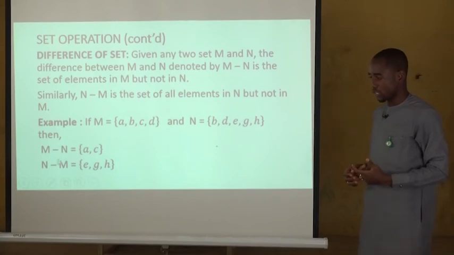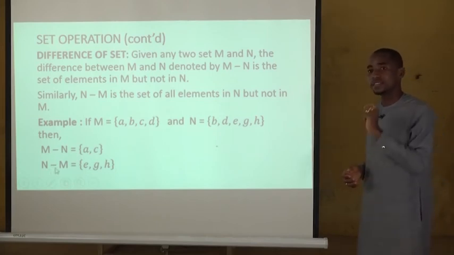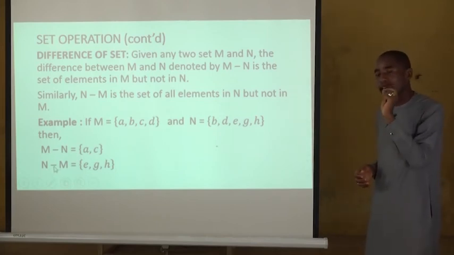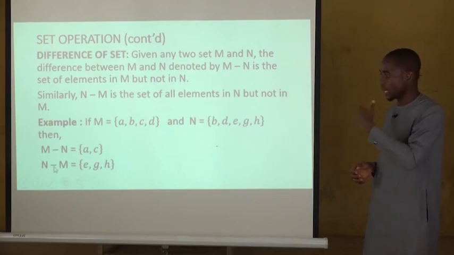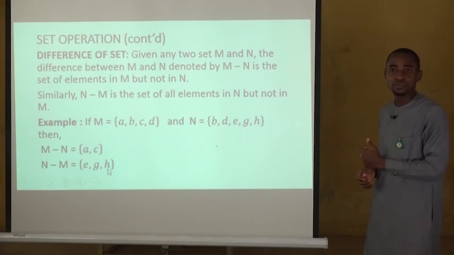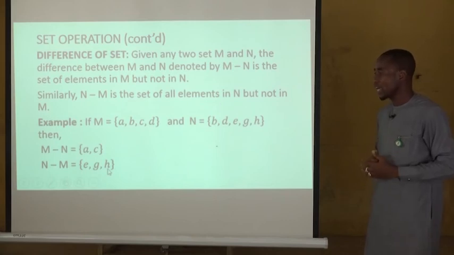Then N minus M, we said N minus M are sets of elements that are in N but they are not in M. The same thing, if you observe, you will see that E, G, and H are in set N but they are not in set M. Therefore, N minus M is a set of elements E, G, and H.